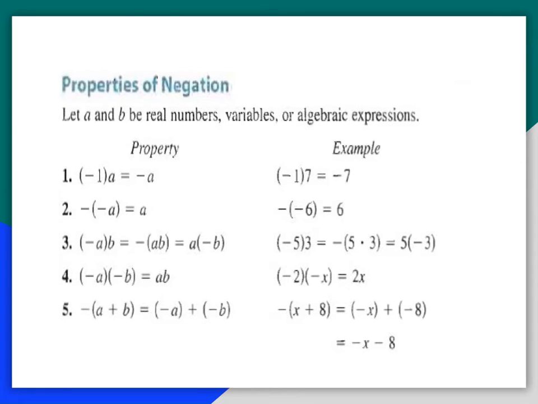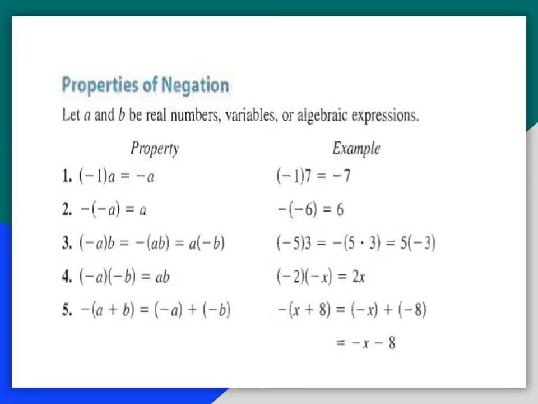Properties of negation. Let A and B be real numbers, variables, or algebraic expressions. So again, we have properties that are going to work for real numbers, variables, or algebraic expressions. These are some of the properties that we've used many times, and they kind of feel like common sense, but we actually can formally state them. So number 1, negative 1 times A is equal to negative A. Number 2, negative the quantity negative A is equal to A.